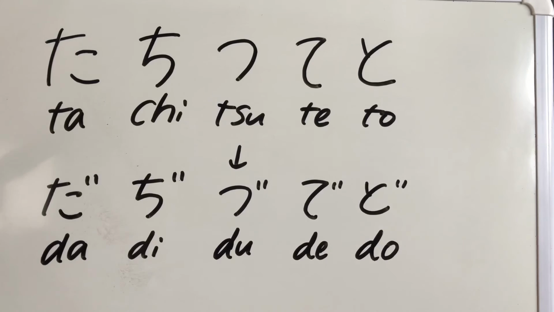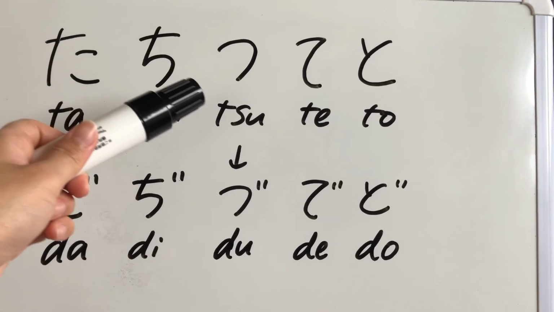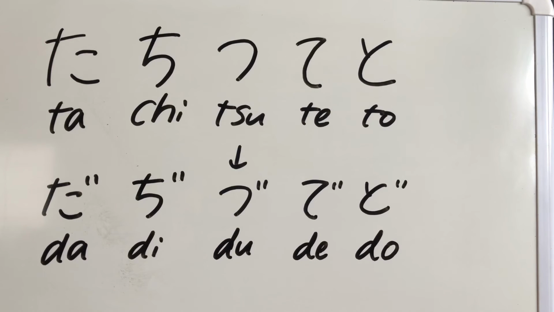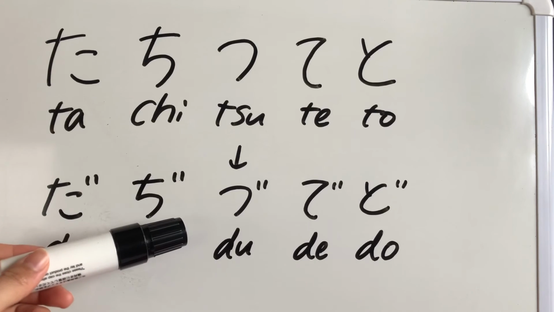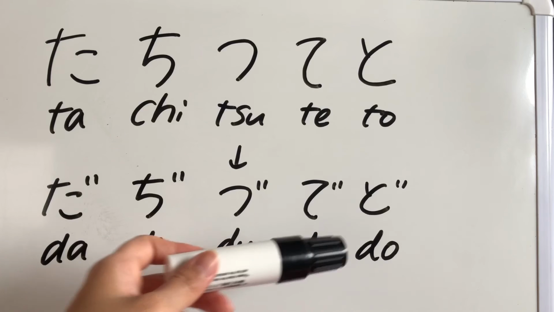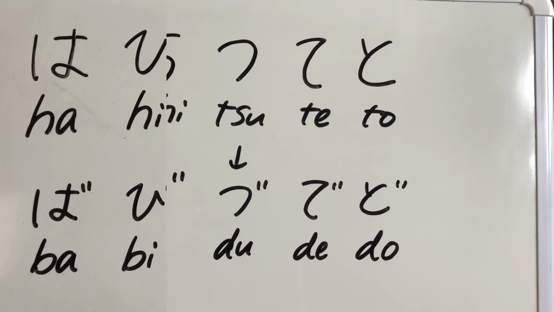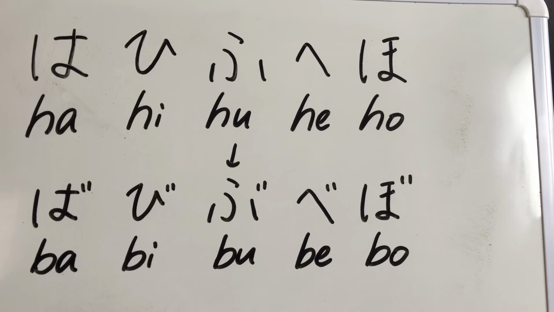And here we've got ta, chi, tsu, te, to. And with dashes, that makes the sound da, ji, zu, de, do. So T sound becomes D sound.